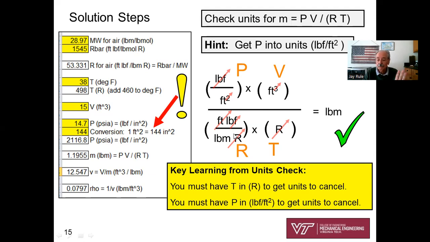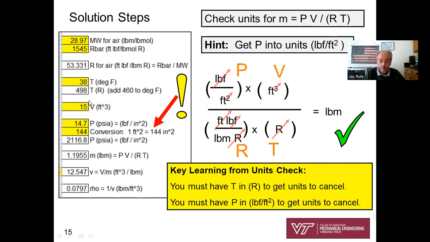Okay, let's go through the numerics. Molecular weight, 28.97. R bar, 1545 foot-pounds force per pound mole degree R, to give R for air as R bar over the molecular weight, 53.33 foot-pounds force per pound mass degree R. Temperature is 38 degrees F. Add the integer 460 to it to get 498.